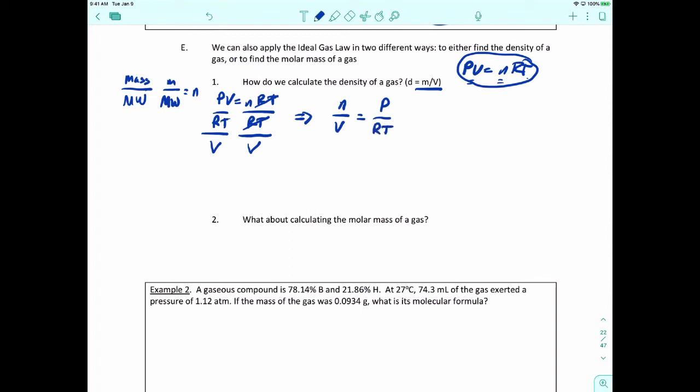All right. Now, the way that we calculated N was that we take the mass divided by the molecular weight. That gives us N. So what we're going to do is replace N in the ideal gas law with M, the mass, divided by the molecular weight. So if I rewrite that equation and make that substitution, here's what I get. The mass divided by the molecular weight, divided by V is equal to P over RT.